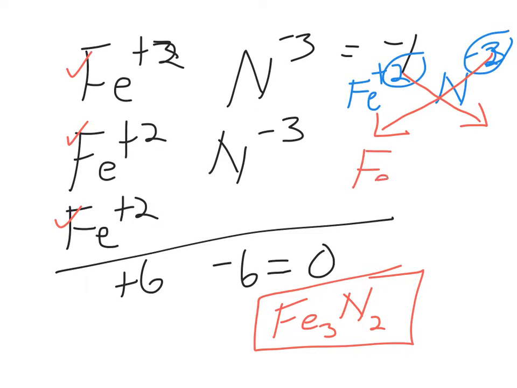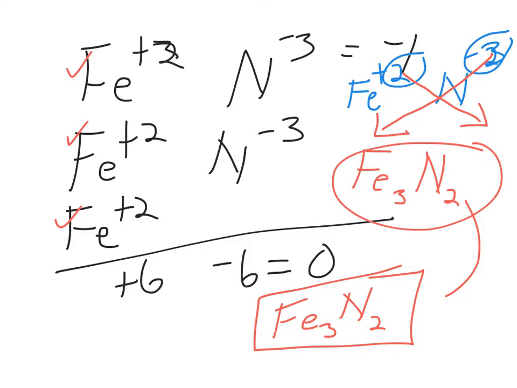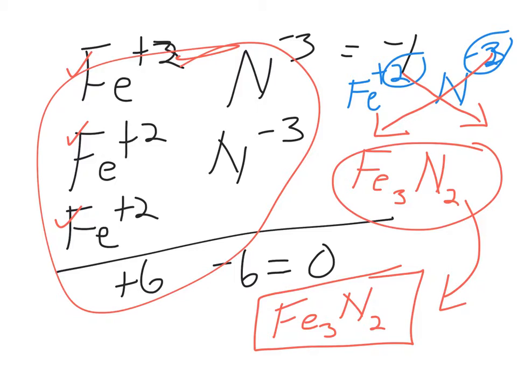So Fe is going to take that 3 and nitrogen is going to have that 2. Is this not the same as that? Is it not the same thing? It is the same thing. Okay, without doing all of this work, you can do the crisscrossing. Okay, so let's do something else like that.